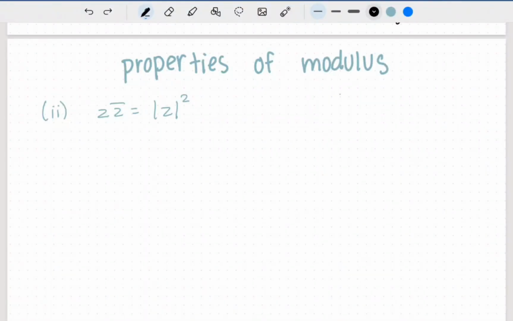Now off to the second property of modulus. The second property of modulus is z times z conjugate equals the absolute value of z squared. And in part 2 we discussed a lot about conjugates, so if you don't know what a conjugate is, then I suggest you go and watch that video. But for now, I'm assuming you know what a conjugate is, so let's start proving this.